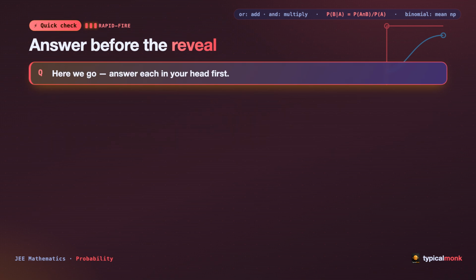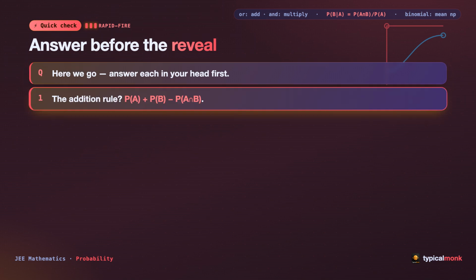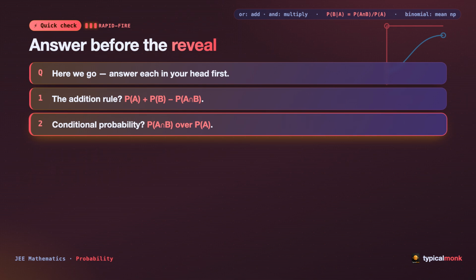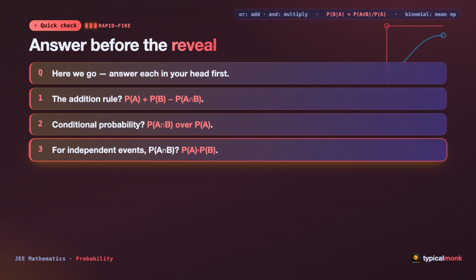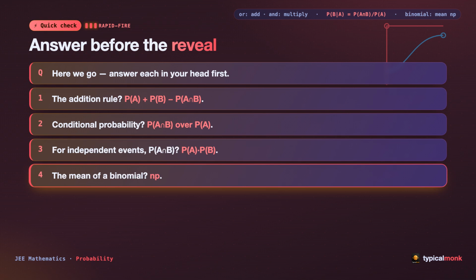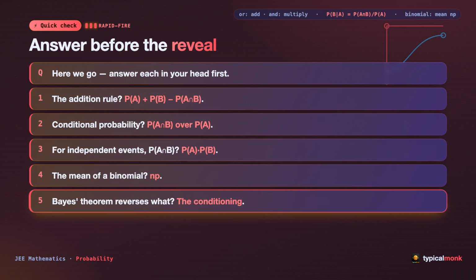Now, test yourself. Answer in your head before the reveal. That is how G speed is built. Here we go. Question 1. The addition rule, P of A plus P of B minus P of A intersection B. Question 2. Conditional probability, P of A intersection B over P of A. Question 3. For independent events, P of A intersection B is P of A times P of B. Question 4. The mean of a binomial, np. And question 5. Bayes' theorem reverses what?